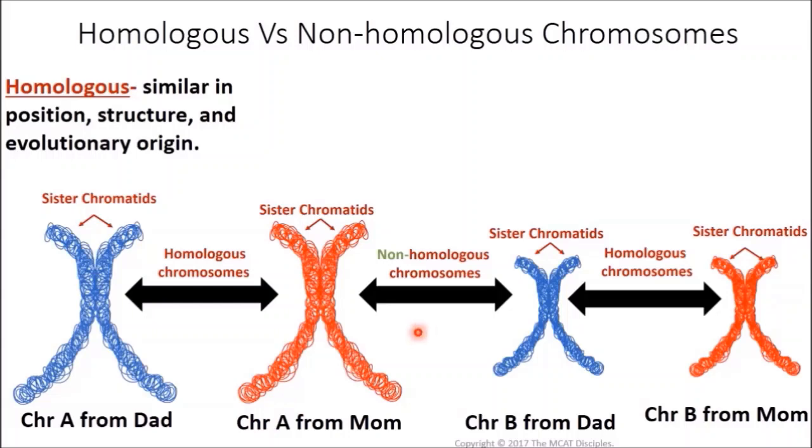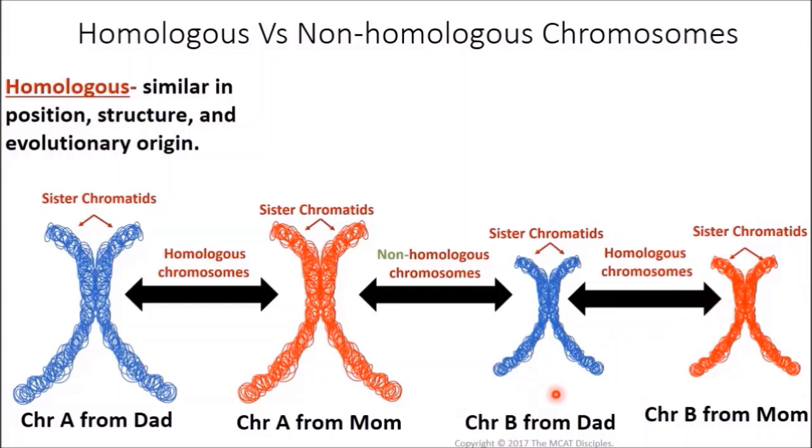Whereas you can have non-homologous chromosomes. So a non-homologous chromosome would be, let's say, chromosome A from mom and chromosome B from dad, or chromosome A from mom and chromosome B from mom. Those are non-homologous because they're not similar in position, structure, or evolutionary origin. This has gene A here, but this doesn't have gene A anywhere. This has a bunch of different genes compared to chromosome A from mom. So they're non-homologous. They don't have gene A anywhere, and this doesn't have gene B anywhere. And I'm just using this terminology superficially. But these, however, are sister chromatids to one another, and these are homologous chromosomes to one another.